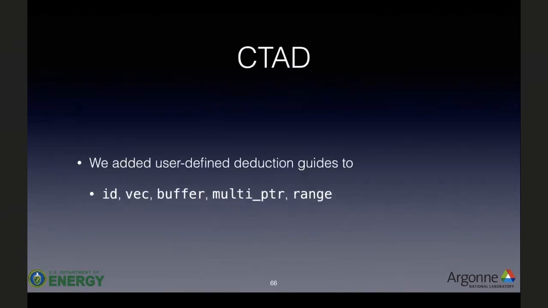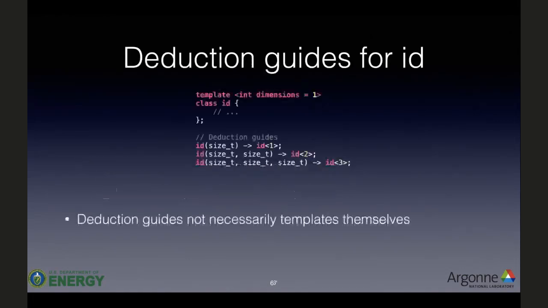So for SYCL 2020, we put in a bunch of user-defined deduction guides: id, vec, buffer, multi_ptr, range now has them. And for instance, here are the ones that we added for id. You notice these are not templates themselves. It says if I have an id and I pass one parameter, well, I really meant id<1>, right? If I pass two parameters, I really meant id<2>. If I pass three parameters, I really meant id<3>.